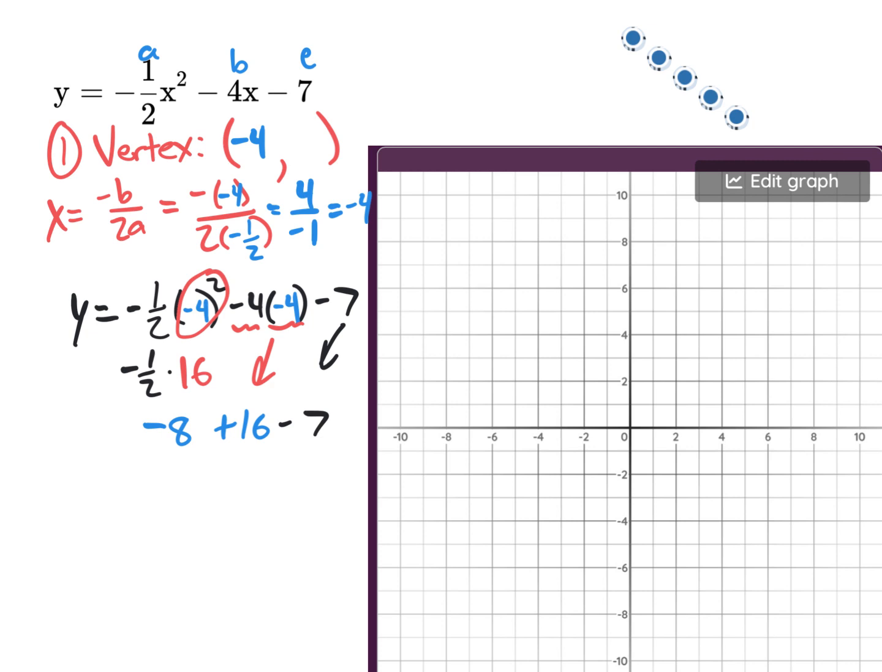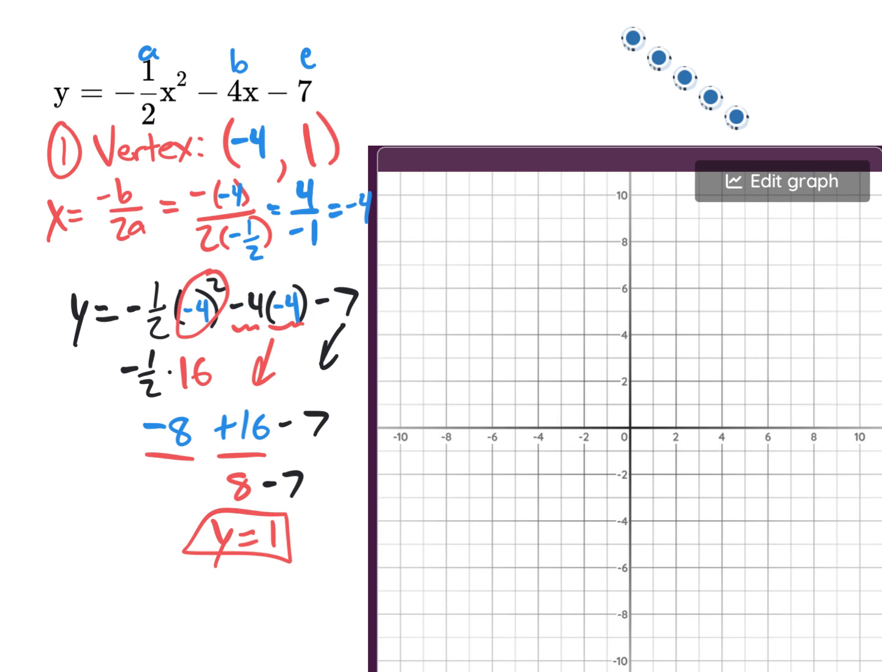Then you go from left to right. -8 plus 16 is positive 8. And then positive 8, bring down the -7, positive 8 minus 7, the answer is 1, okay? So what is this answer of 1? It's really y equals. So we just found that the y value is 1. The y value of what? The y value of the vertex, right? We have the x, we found the y. So our vertex is (-4, 1), and that is the most important point on the whole parabola.